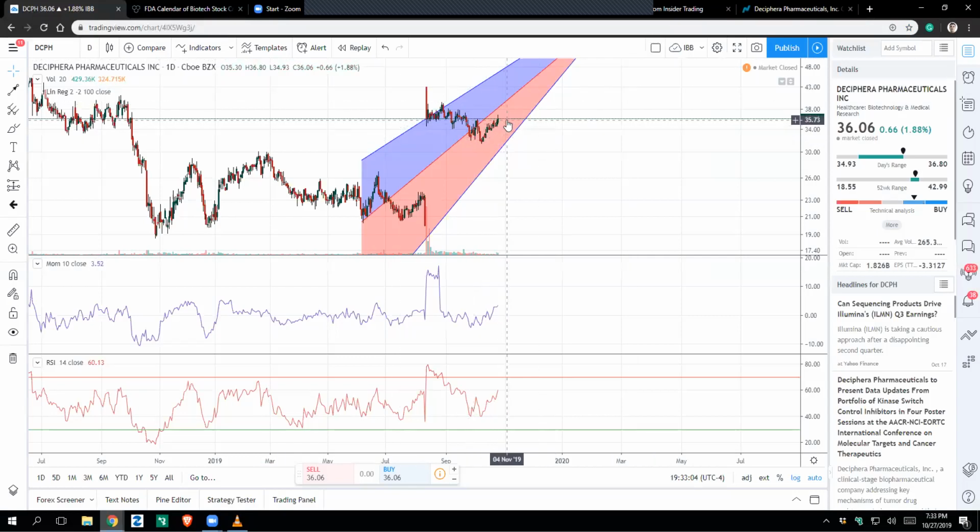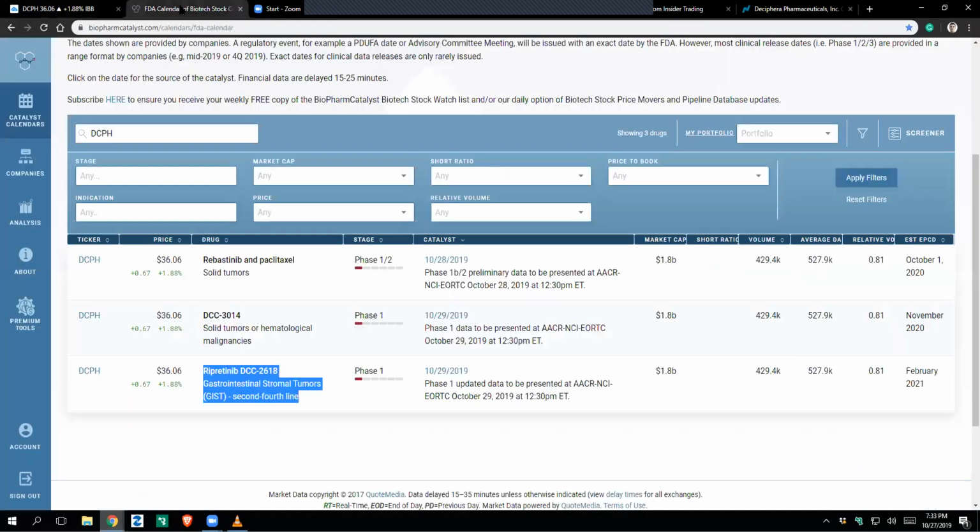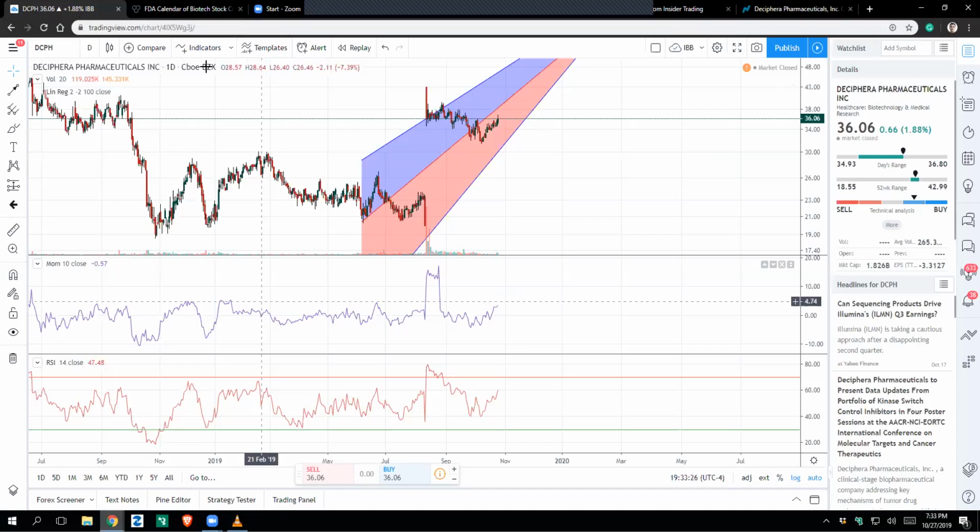All right. So it doesn't look bad. I think DCPH here, pullback going up. Looks like some momentum going on here, and looks like some upside. I think I might pick up a small position on Monday. All right, let's look at the next one.